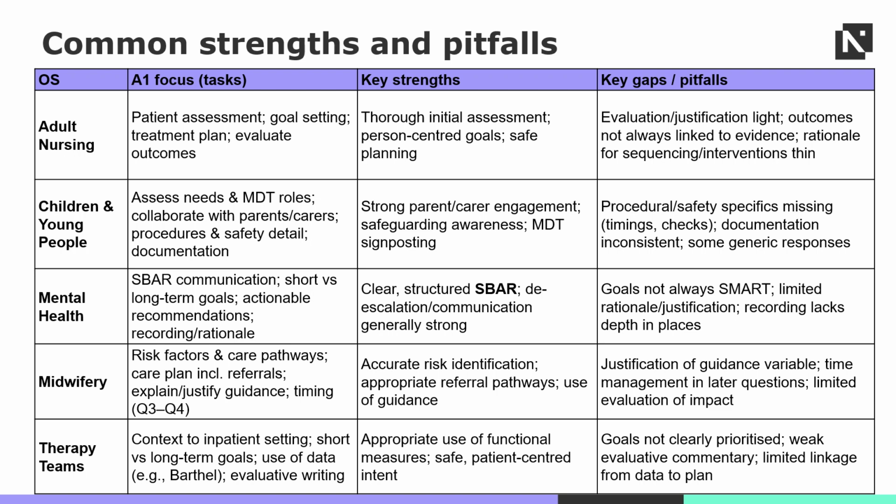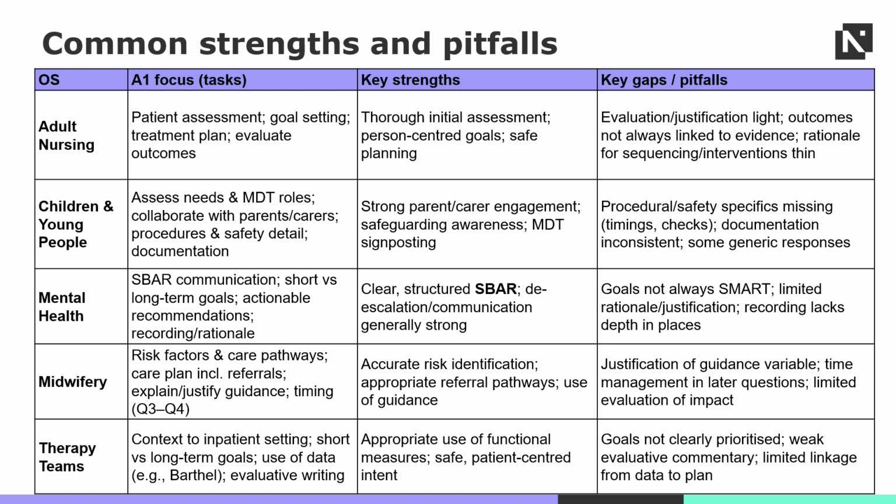Children and young people, the strength is in parent-carer collaboration and safeguarding. Ambers and reds are mainly procedural specifics such as timing, safety checks and documentation consistency. For mental health, clear SBAR communication is a standout, where the marked drop is goal quality. Goals are not consistently SMART, and there is thin justification behind recommendations.